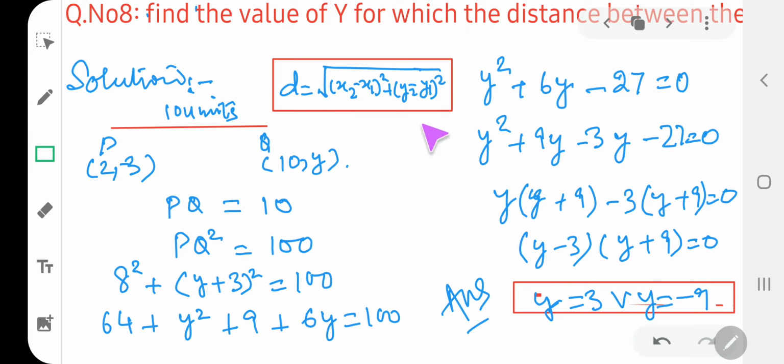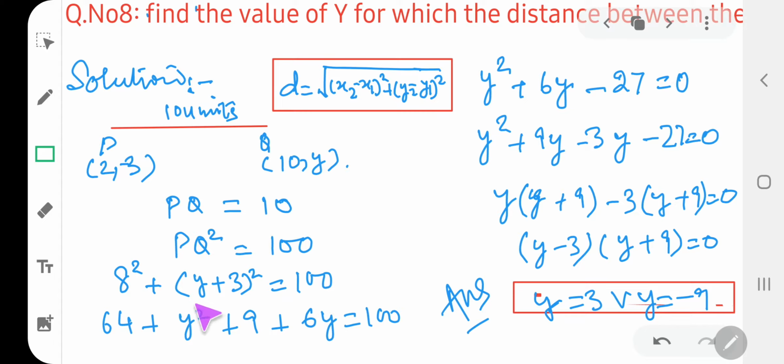So this is the distance formula. Apply this formula to find out the distance between these points. I told you that we will always subtract the lesser value from the bigger. So 10 minus 2 is 8 and then we have to square it. This is x2 minus x1 whole square. So that means 10 minus 2 whole square, that is 8 square. Similarly y minus 3, so that will become y plus 3 whole square, and this side we have 100.